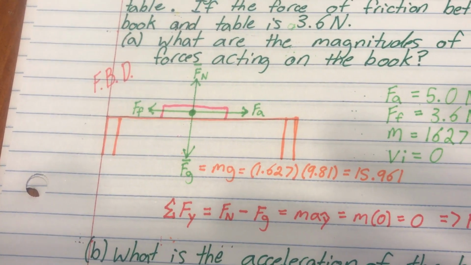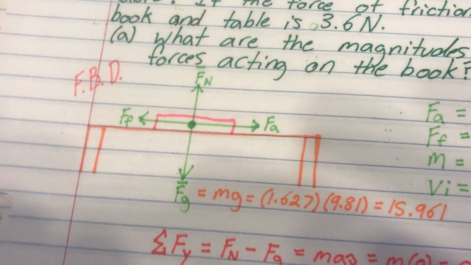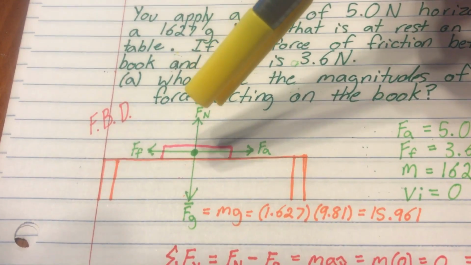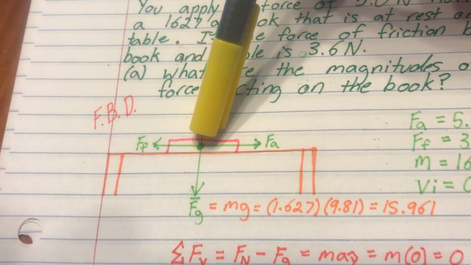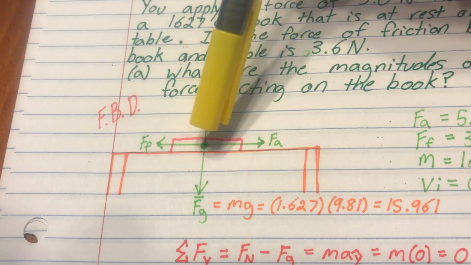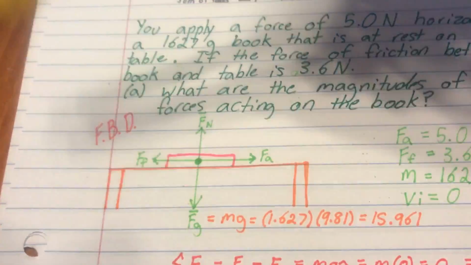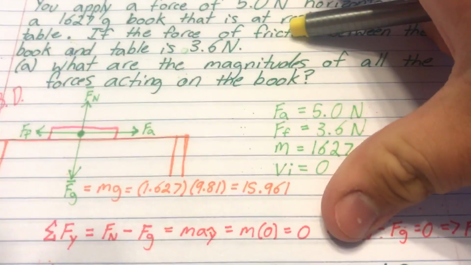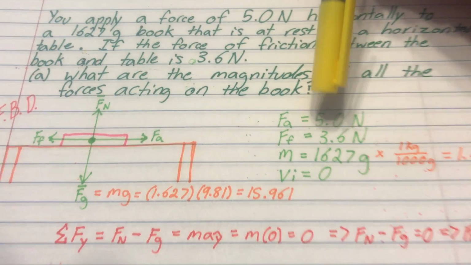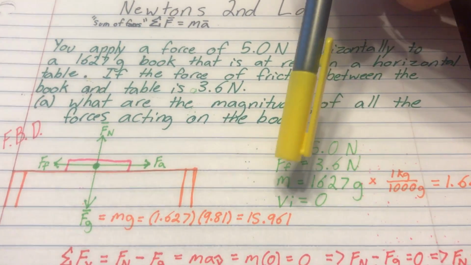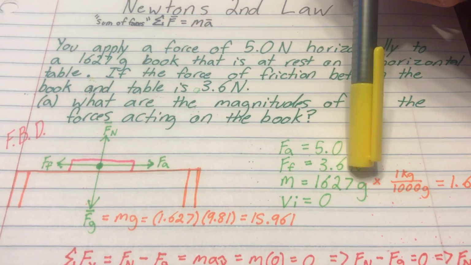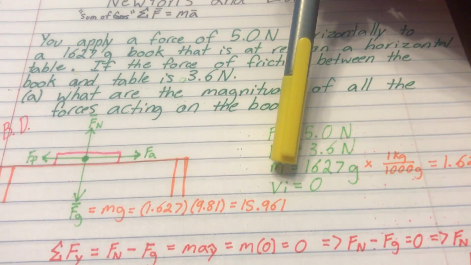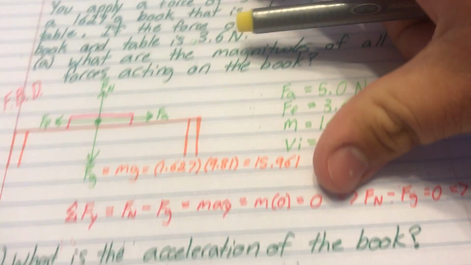So I drew my free body diagram, and I have a force of gravity, a normal force, since the object is in equilibrium, and a force applied this way, and then I have my frictional force since the book is moving this way. So I know my force applied is 5 newtons, my frictional force is 3.6 newtons, my mass is 1,627 grams, which I converted to kilograms, 1.627 kilograms, and my initial velocity is 0.